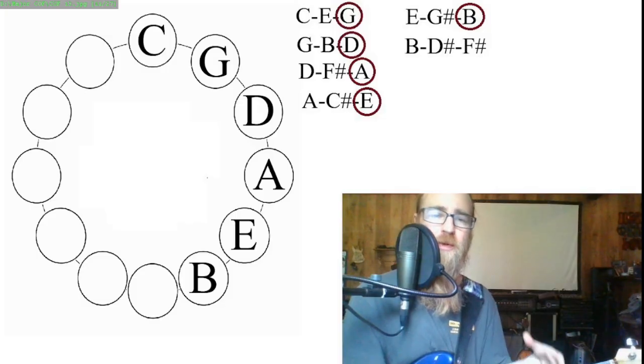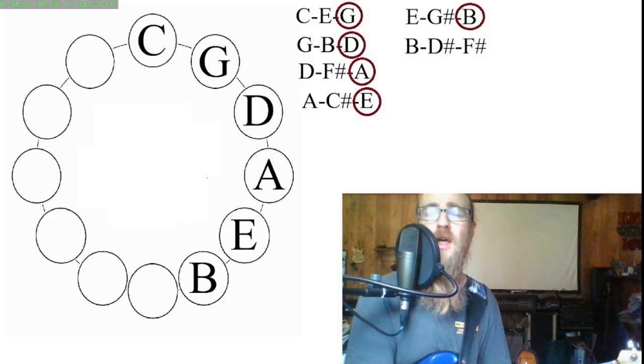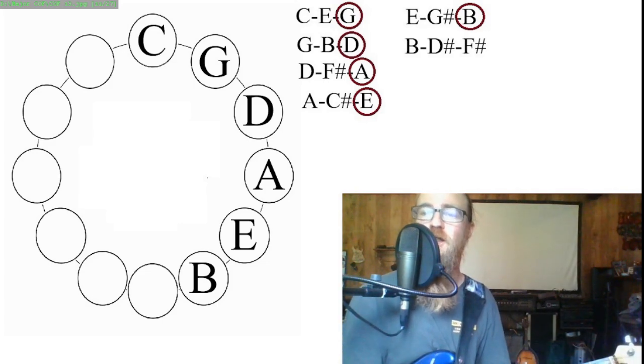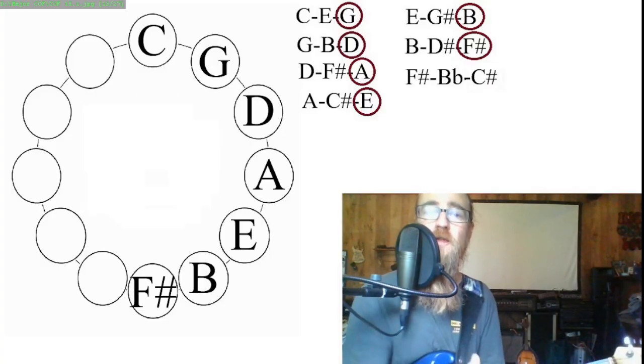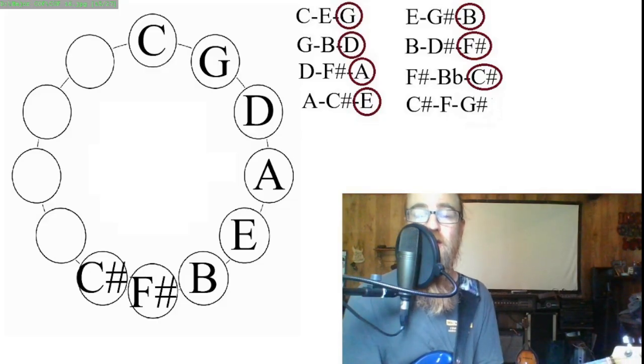Now we switch to sharps because that is where this naturally goes. It's going to go B, D sharp, and F sharp for B major, where the fifth interval is F sharp, so F sharp is going to be the next one. Then we have F sharp major, we have F sharp, A sharp, and C sharp. C sharp's the fifth interval, so C sharp's going to be our next chord.